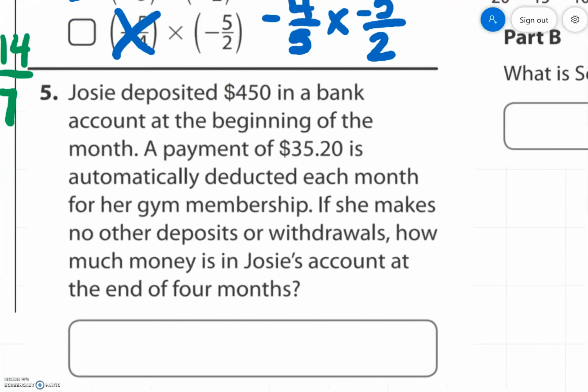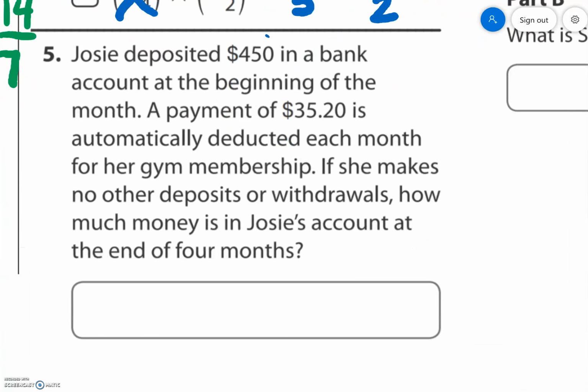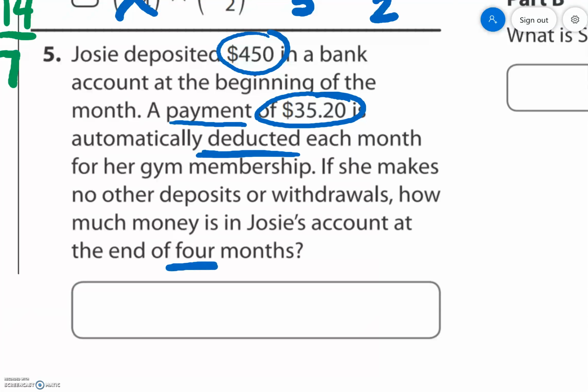Number 5, Josie deposited $450 in a bank account at the beginning of the month. A payment of $35.20 is automatically deducted each month for her gym membership. If she makes no other deposits or withdrawals, how much money is in her account at the end of 4 months? Okay, so if it's a withdrawal, a deduction, it's going to be negative. And it happens 4 times. So there's 2 ways to write this.